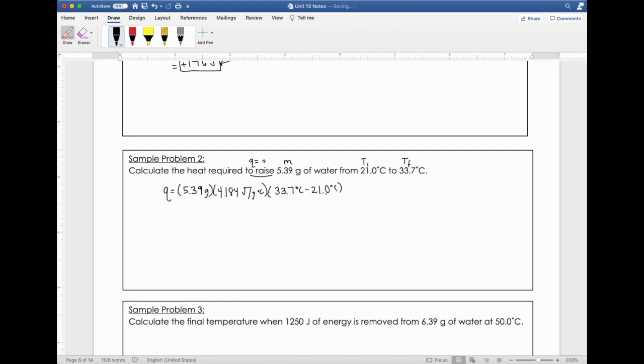So when you subtract that, because your final temperature is greater than your initial, you should end up with a positive value, which gives you a positive Q, which makes sense because I have to input energy to raise the temperature of water. If you calculate this correctly, you should get 286 joules.